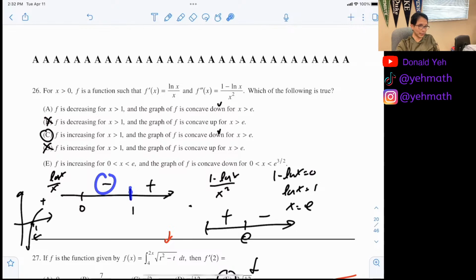Do you know why you plug in less than 1 is negative? Tanisha? Look at the graph. This is the graph. 1 is going to be negative, and this is positive. So negative, positive.